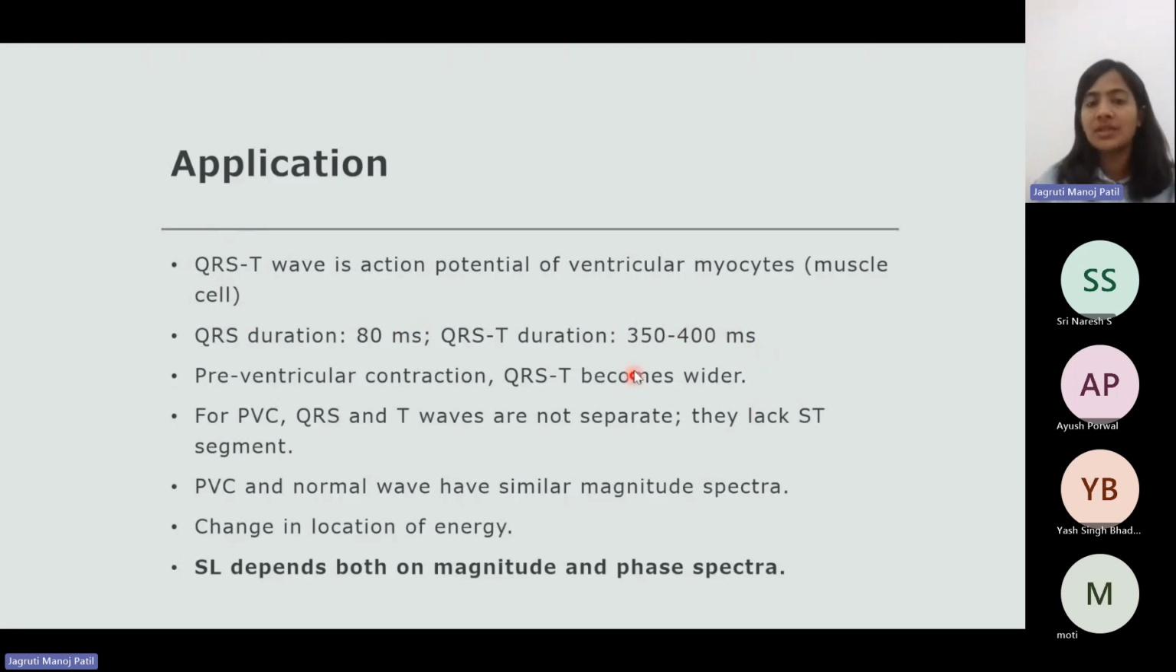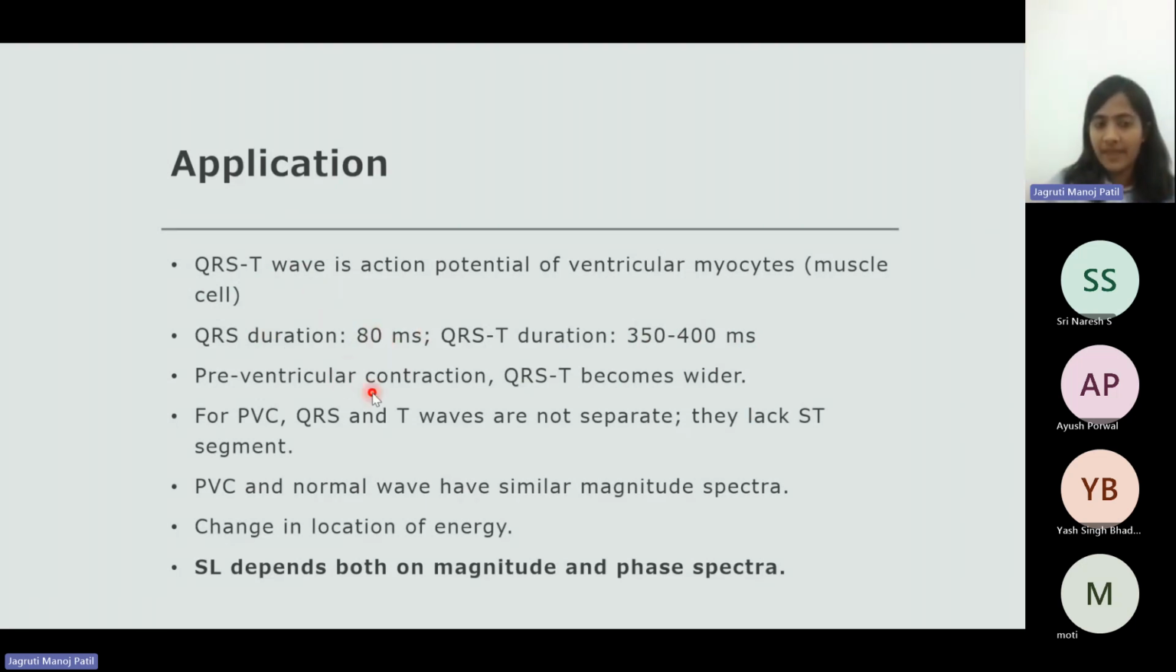But if you also notice the QRS complex, it's usually like this, and there is some amount of time when it is isoelectric. So there are no wide or instantaneous movements over there. Then the entire energy is focused into this QRS duration or complex, which is around 80 milliseconds.